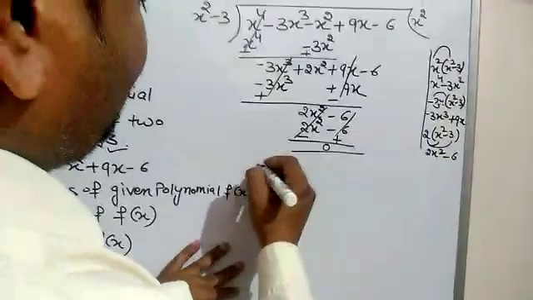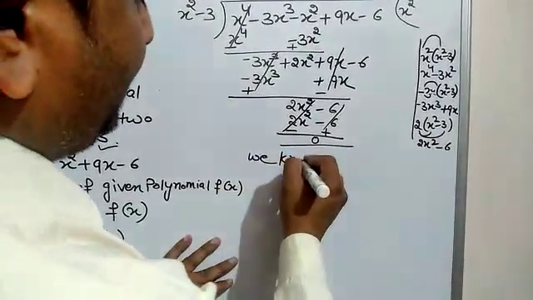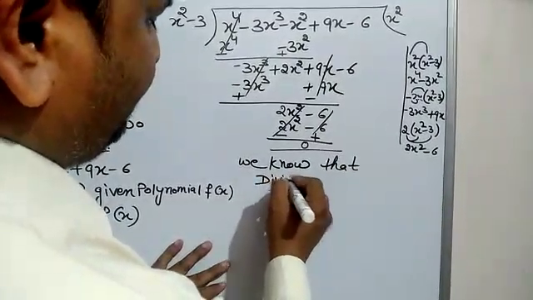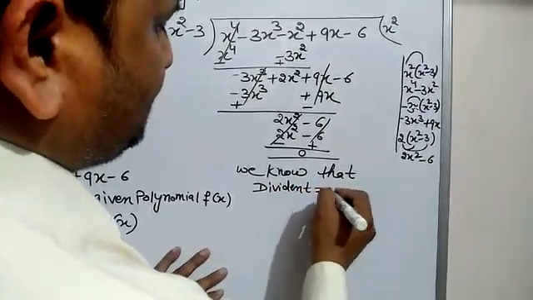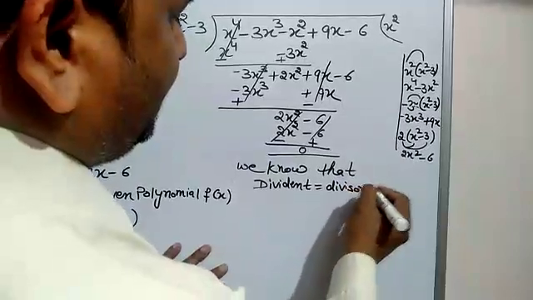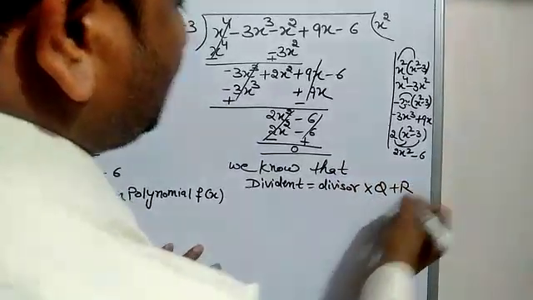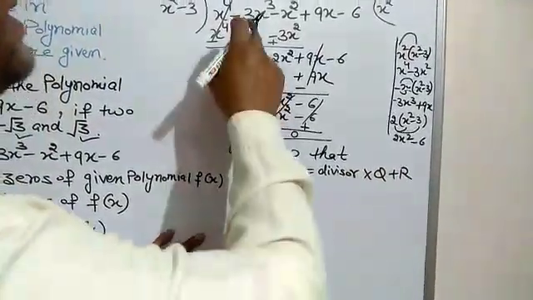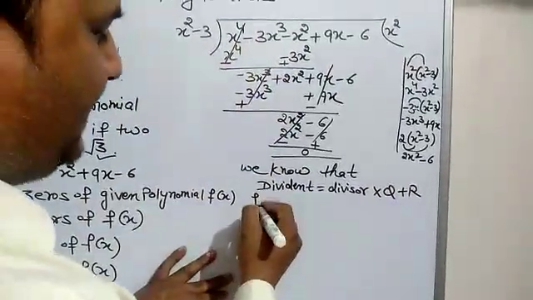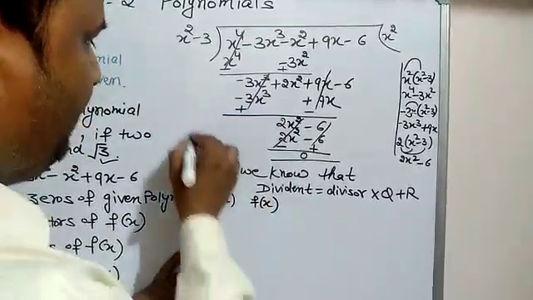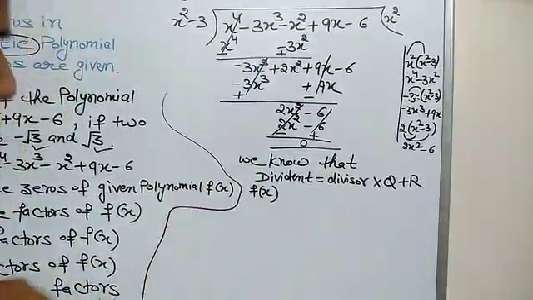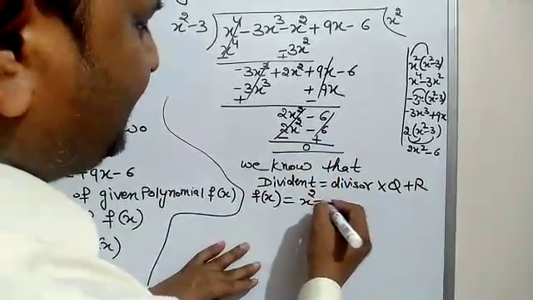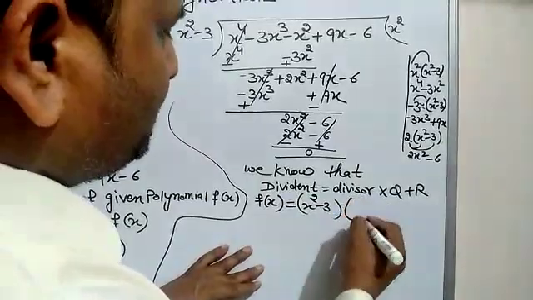Students, we already know one result, that is, dividend is equal to divisor into quotient plus remainder. So let us use this result. Dividend is what? Dividend is our biquadratic polynomial, which we already called f of x. So f of x is equal to divisor. Divisor is, students, x square minus 3 into quotient.